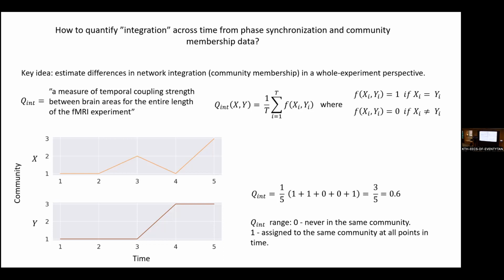So this is the measure of strength over the whole experiment that these two regions are in the same community, i.e. they are closely integrated, the phase difference is small. QINT ranges from 0, they are never in the same community throughout the whole experiment, to 1, they are closely knit together for all time points of the experiment. They're always in the same community.